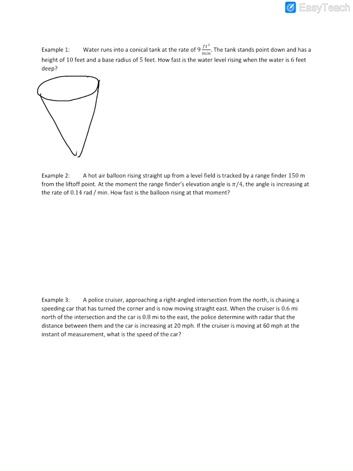All right, so it says water runs into the tank at a rate of 9 cubic feet per minute. Okay, when you are filling the tank, you are talking about the volume of the tank. So since this is the rate of the volume, this is our change in volume with respect to time. It is dV dt. All right, the tank stands point down, has a height of 10 feet. All right, so let's label that. That is 10. And it has a base radius of 5 feet. So that would be 5.